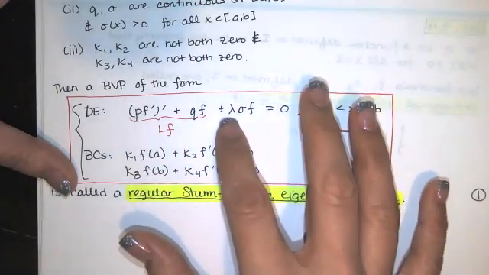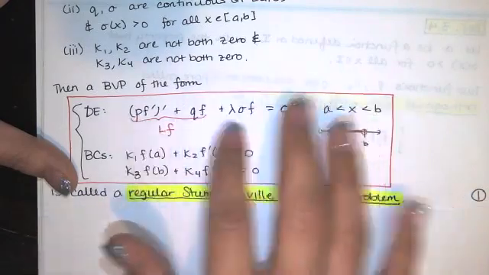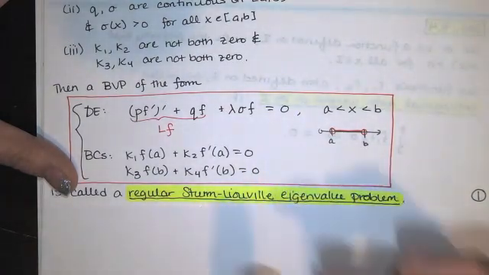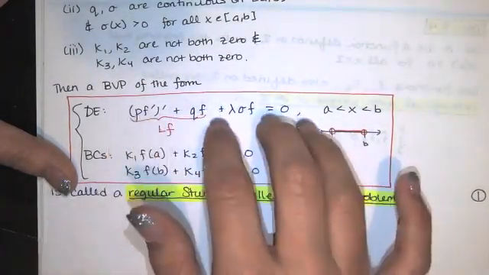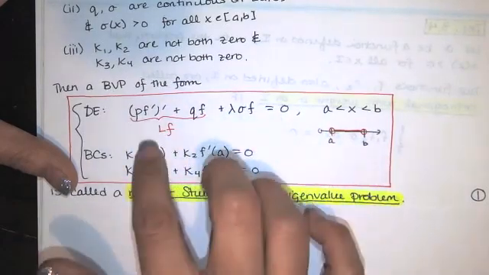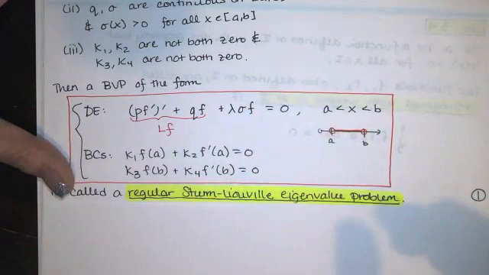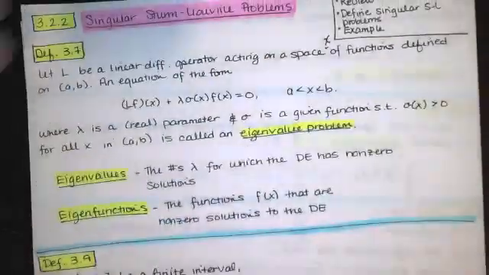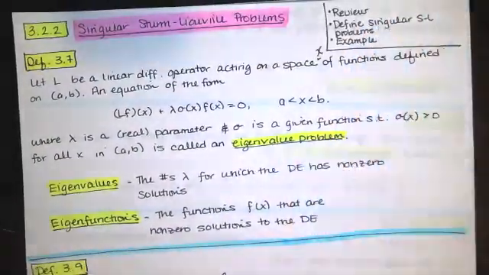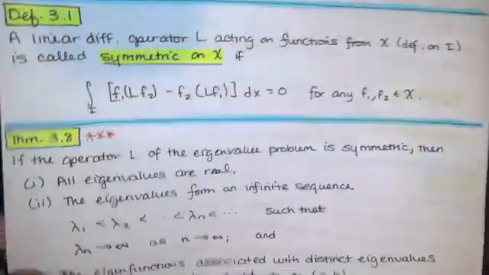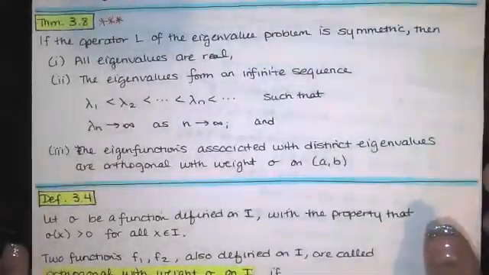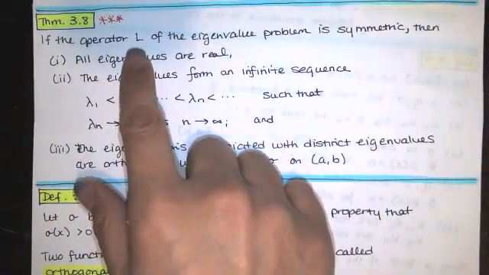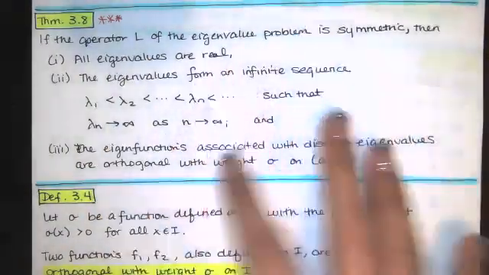If you plug in the eigenvalue and the corresponding eigenfunction to this differential equation, you do all of the calculus, you simplify, doing some algebra, you're going to get 0. So those functions and eigenvalues satisfy this differential equation, and the functions themselves will also satisfy these two boundary conditions. That's what we're looking for. When we solve this problem, we want the eigenvalues and the eigenfunctions. Now that's a review of regular Sturm-Liouville problems. And again, remember, the eigenfunctions and eigenvalues that we're looking for satisfy theorem 3.8 because this operator L in the eigenvalue problem is symmetric.